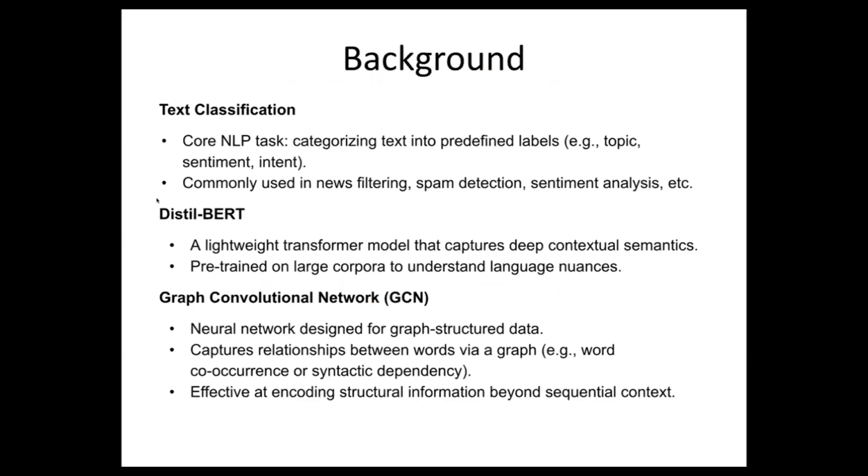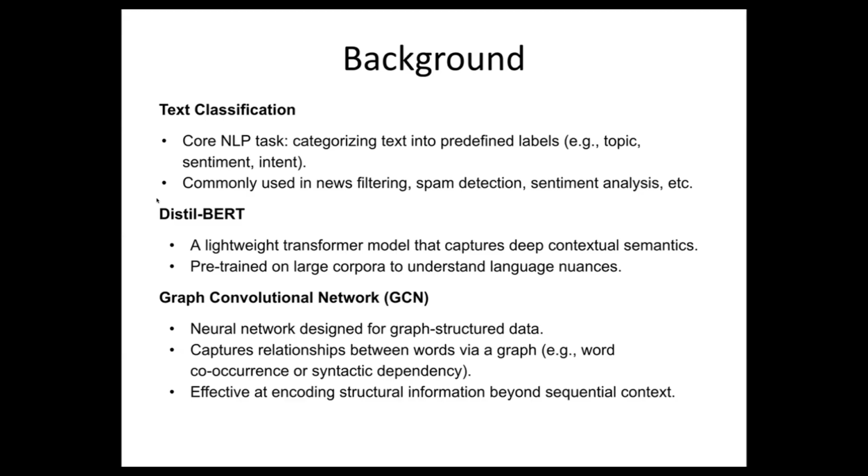Background. To set the context, let's briefly go over the components. First, text classification is a fundamental task in NLP where we assign predefined labels to text, such as topics, sentiments, or intents. It's widely used in practical applications like spam detection and news categorization. Now let's look at the models. DistilBERT is a lighter and faster version of BERT. It captures deep contextual semantics by leveraging large-scale pre-training. And despite being more efficient, it still retains much of BERT's language understanding power.